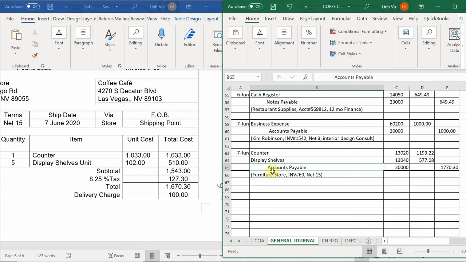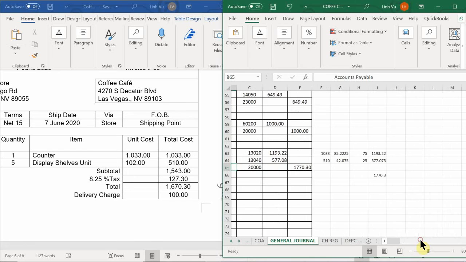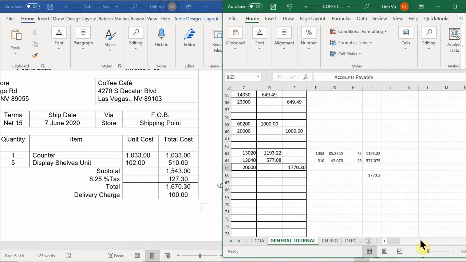Okay. Can I see the math on the side, please, for the shipping for the counter? How much was it? $75 and $25, correct? Mm-hmm. Okay, thank you.